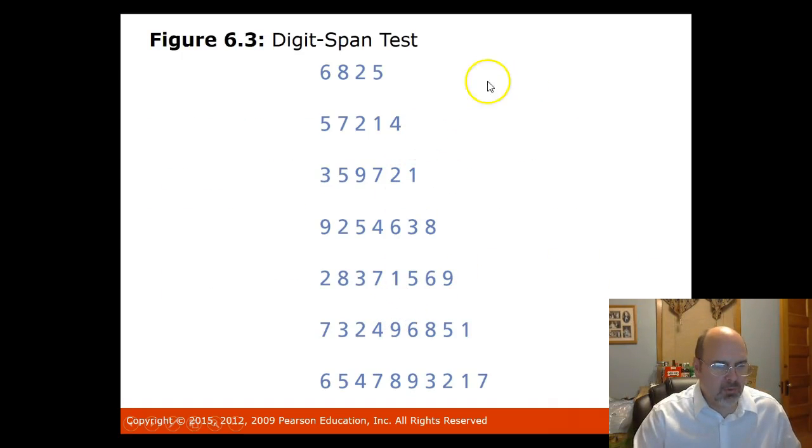This is an example of George Miller's digit span test. And people were able to remember up to 7 plus or minus 2 with this, which shows our capacity for recall.